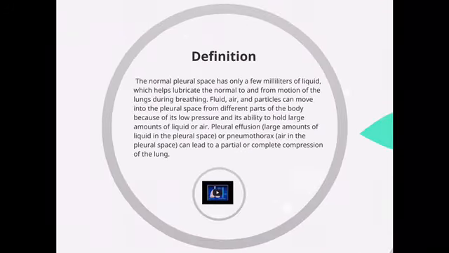The normal pleural space has only a few millimeters of liquid, which helps lubricate the normal to and from motion of the lungs during breathing. Fluid, air and particles can move into the pleural space from different parts of the body because of its low pressure and its ability to hold large amounts of liquid. Pleural effusion or pneumothorax can lead to partial or complete compression of the lung.